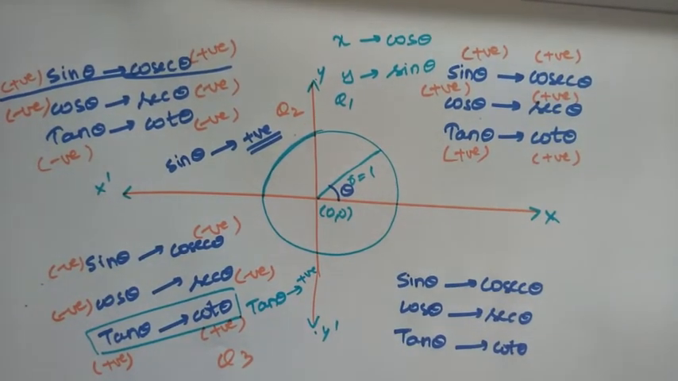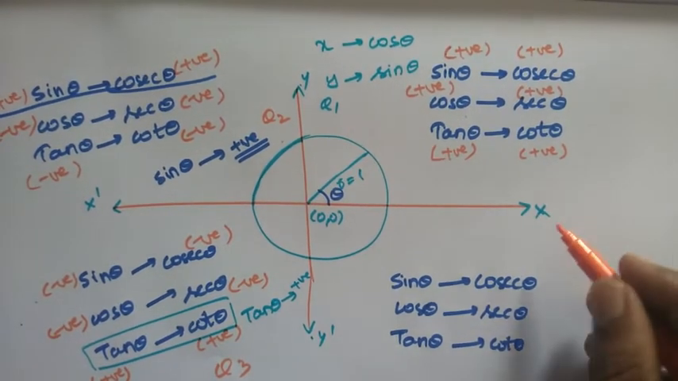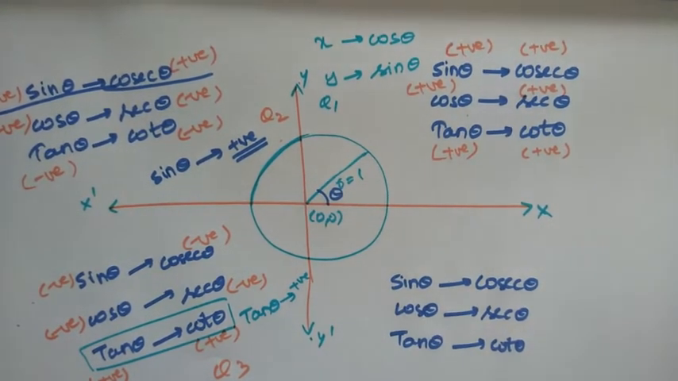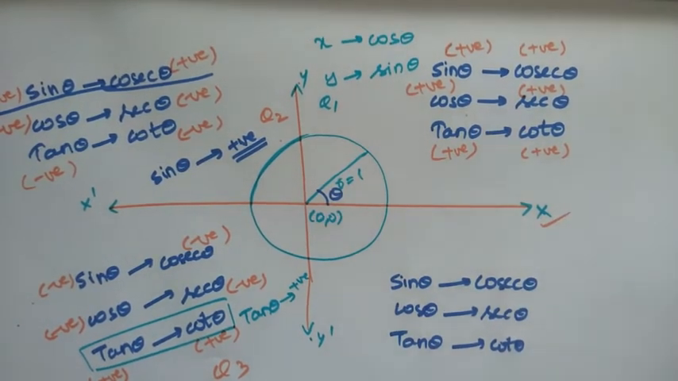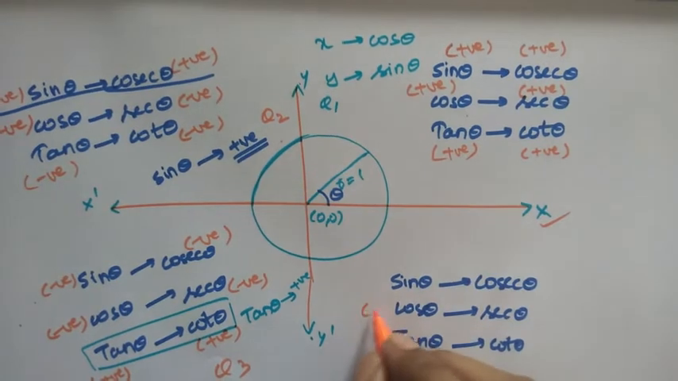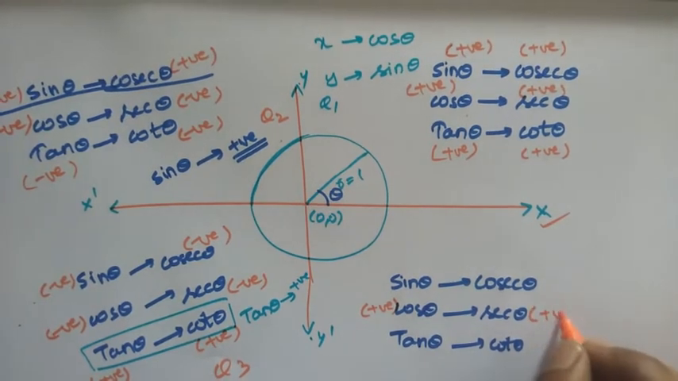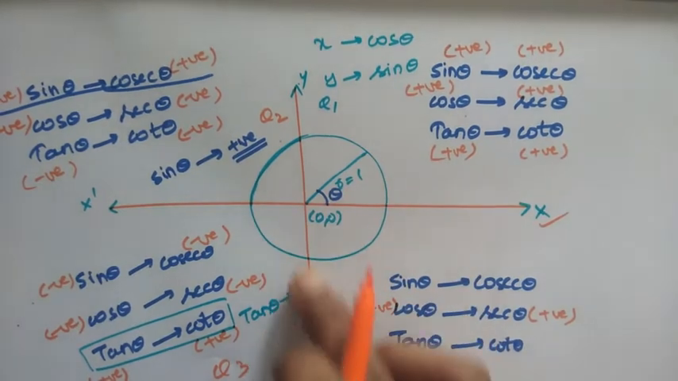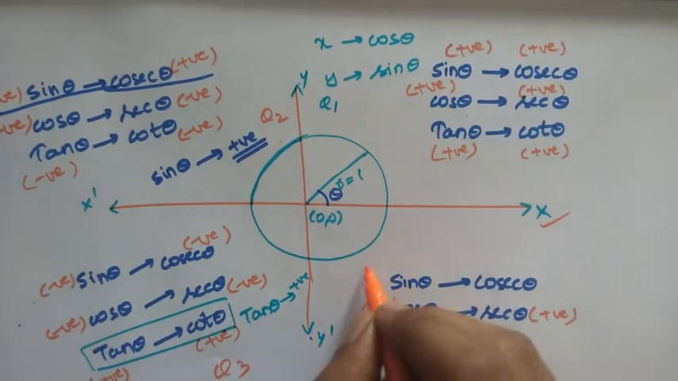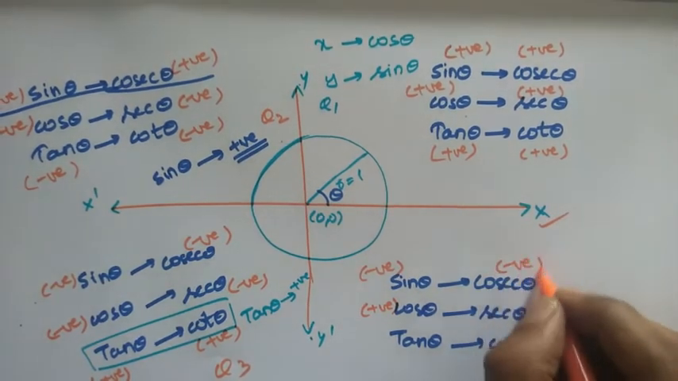Okay, now see here, in this quadrant the x-axis is positive and the y-axis is negative. So because x coordinate is positive, cos theta will be positive here. Okay, so if cos theta is positive, secant theta will also be positive. So coming to sin theta, which is nothing but the y coordinate, is negative, so sin theta will be negative and its reciprocal will also be negative.